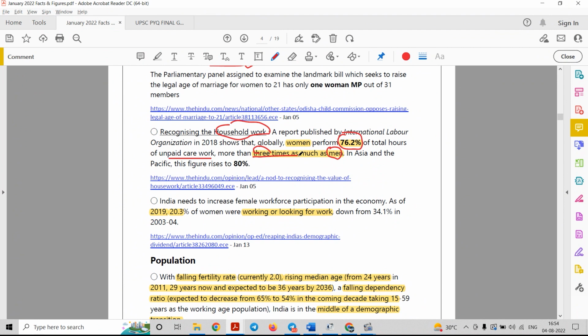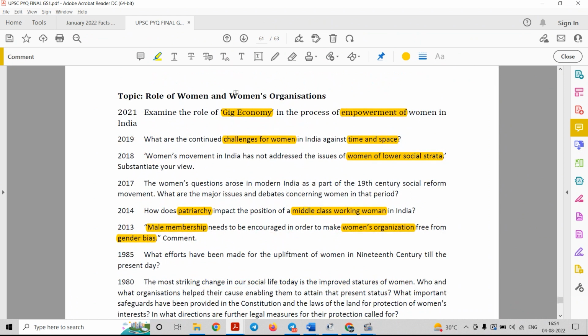So in India we have patriarchal families, and because of this particular issue, women get paid less, or even in some cases they go unpaid, that is for the household work, especially unpaid care work. You can utilize this particular fact in the question that I told you right now, that is, what are the challenges for women in India.